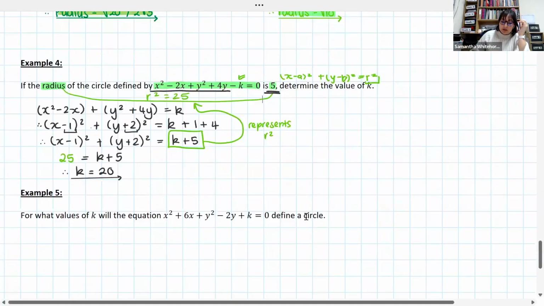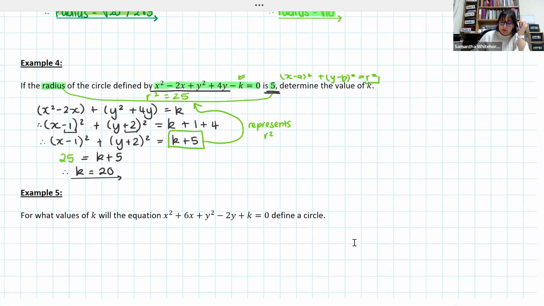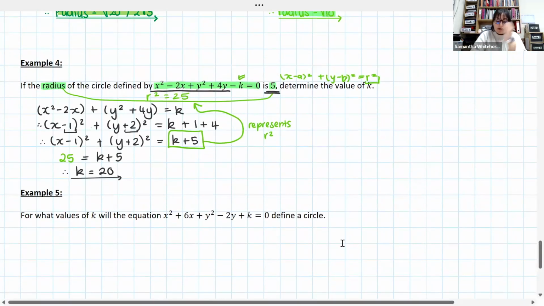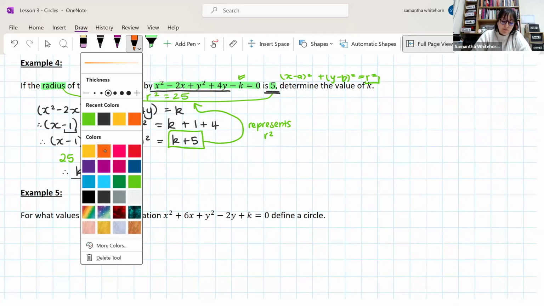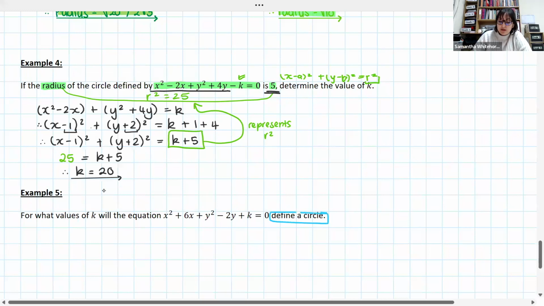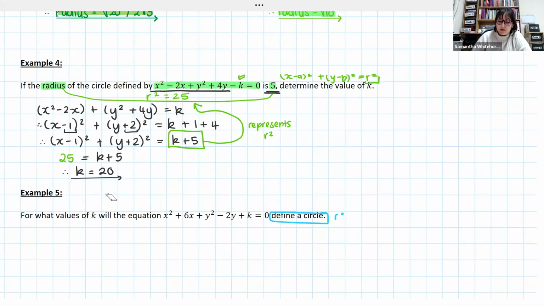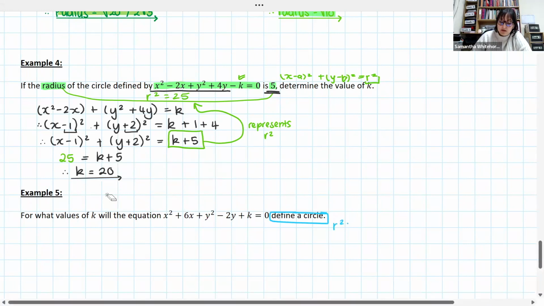So if we have a look at example 5, we're probably not going to get to the U try, but that's okay. It says, for what values of k will the equation x² + 6x + y² - 2y + k = 0 define a circle? So this is a slightly new one. If we are defining a circle, what we need to essentially realize is that r² must be greater than 0.